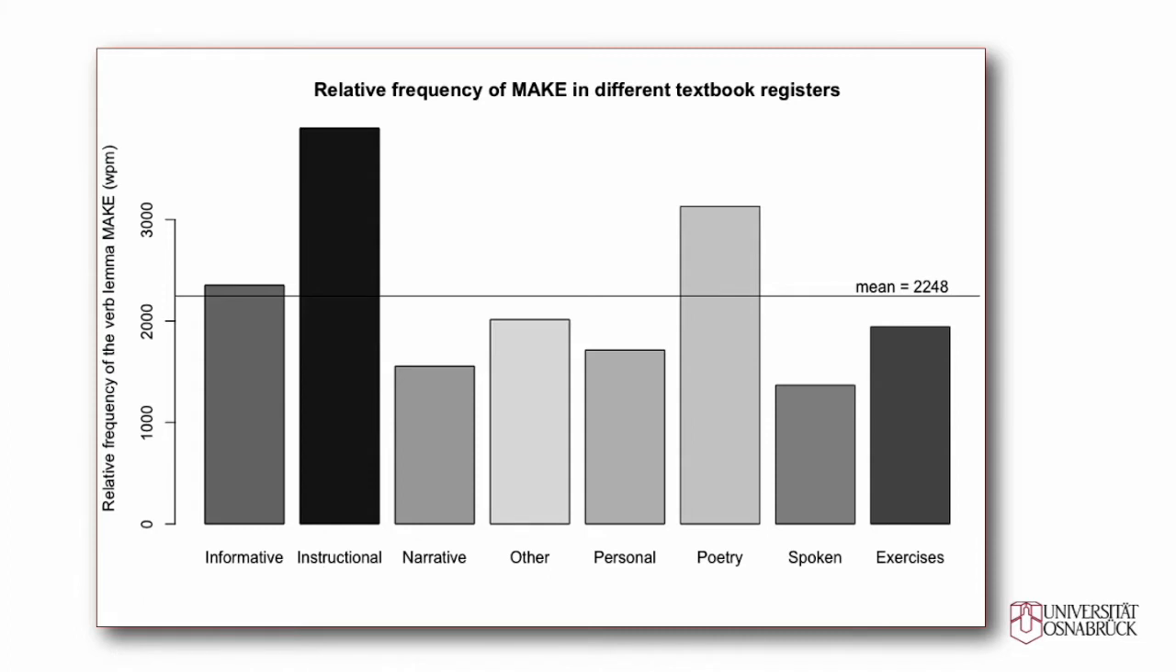It's less frequent, or least frequent, in narrative and in the conversations and dialogues in the textbook. And these are actually the two textbook registers that I'm going to focus on in this presentation: the narrative, the fiction in the textbooks, and the conversations and dialogues featured in the textbooks.